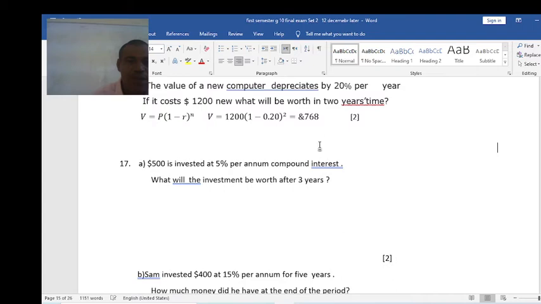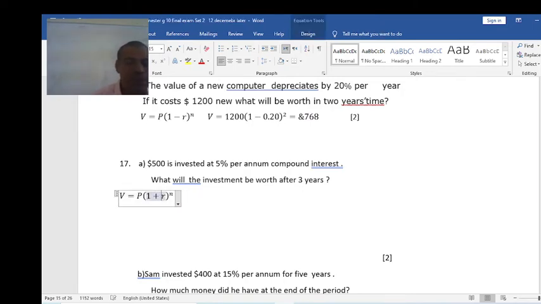Okay, the next one, $500 invested at 5% per annum compound interest. What will be the investment after 3 years? I will make V equal P times 1 plus R to the power n.